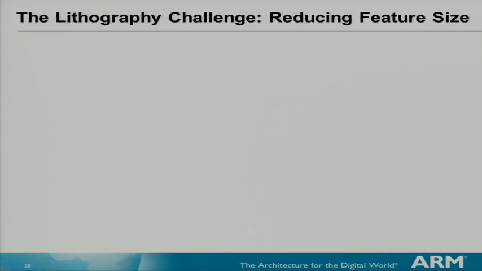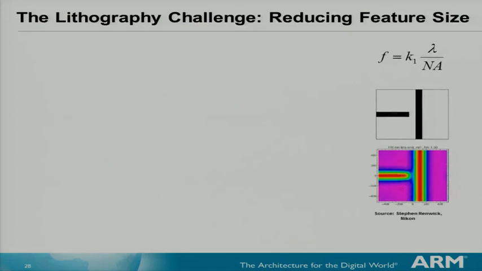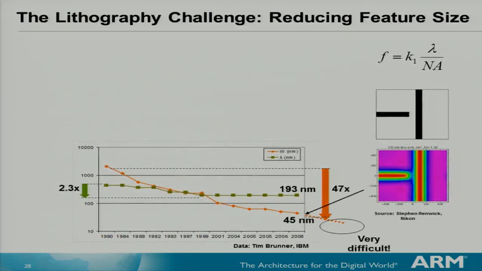Then the big limiting region is the lithography challenge. How do you reduce the feature size of these transistors? How do you print them? And that has a lot of design implications as well. So here, what you draw basically is not what you get. There are rounding effects. There are a lot of other effects.